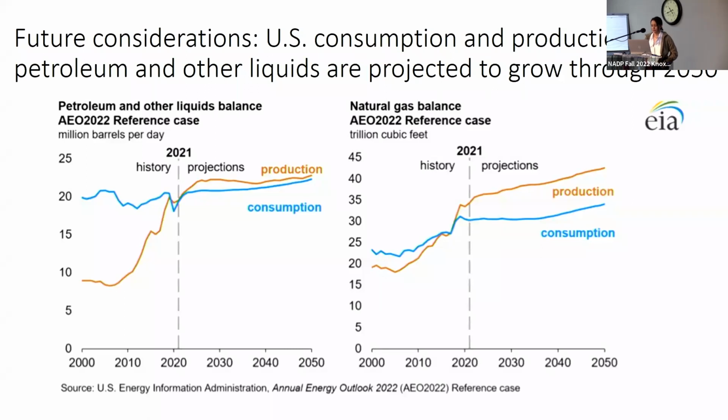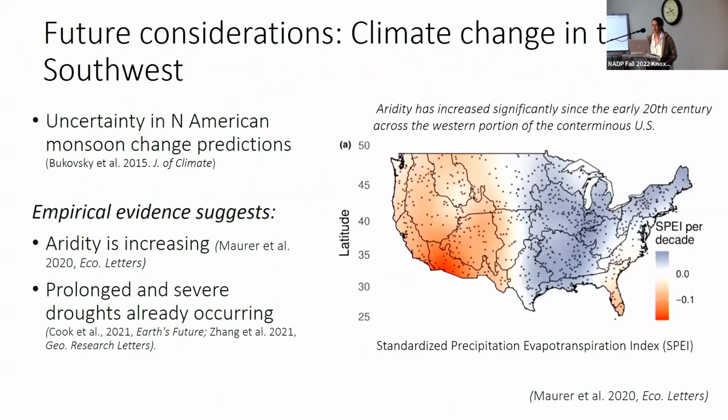So now for some future considerations for nitrogen deposition research in this region. U.S. consumption and production of petroleum and other liquids are projected to grow through 2050. And while there is strong disagreement in what climate change will do in this region, empirical evidence does show that aridity in the Southwest is increasing, and we have evidence of more prolonged and severe droughts that are already occurring.